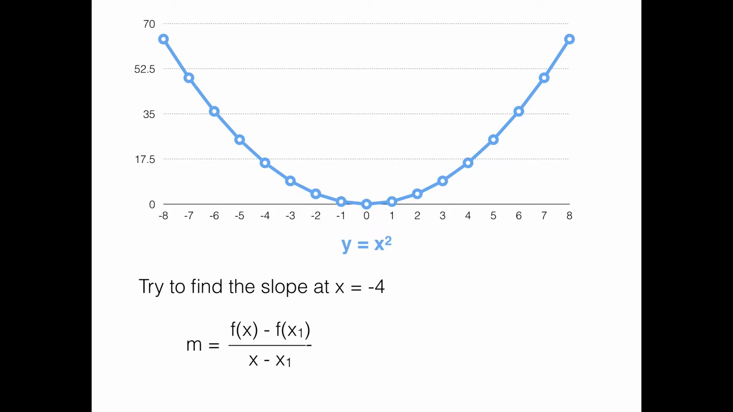Let's try that out right now. Can we calculate the slope of a graph at a point? I've listed the slope formula here for your reference, so go ahead and try this out. Calculate the slope at the point x equal to -4, which is right about here. Just a little word of advice: don't be intimidated by your results. Just do it.